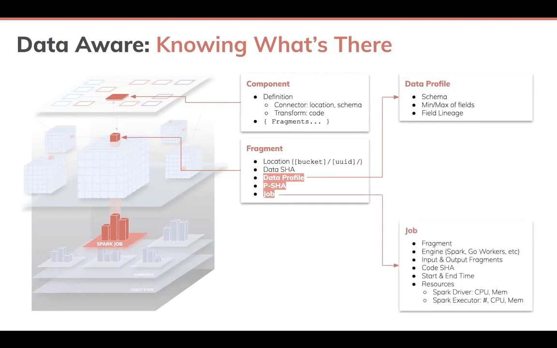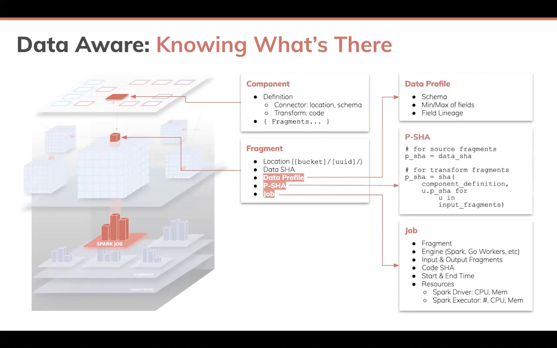The other thing we track is the job that generated each and every single fragment. This is really important too, as we need to know where the data came from, where it went to, what was the SHA of the code itself so we know if the code changes, the resources required, how much time it took to process, and what engine processed it. We track all of this information because it is incredibly helpful to be able to use downstream.